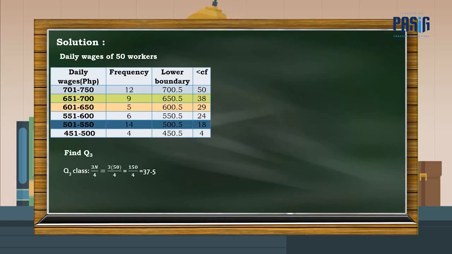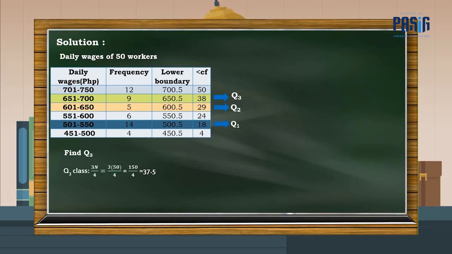Let us now solve Q sub 3, or the third quartile. First, locate Q sub 3 class. That is 3 times n divided by 4. 3 times 50 is equal to 150. So 150 divided by 4 is equal to 37.5. Again, choose the class interval where 37.5 is contained by looking at the less than cumulative frequency.